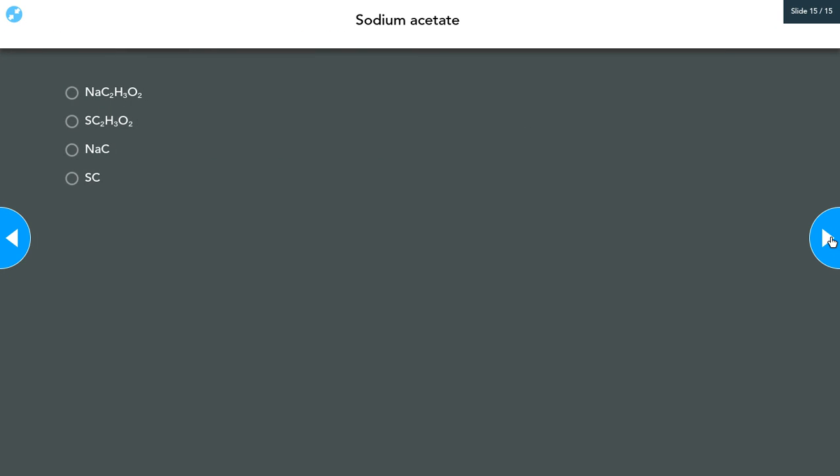So if we look at sodium acetate, sodium is just Na, it is not S, so do not choose this one or that one. So sodium acetate is Na, it's a 1+ because it's in group 1, and then acetate ends in ATE, so we know that it's going to be a polyatomic ion. You look on the back of your periodic table, and you see that acetate is C2H3O2, and it's also a 1-, so this is a perfect combination, 1+, 1-. So we would just go with NaC2H3O2.